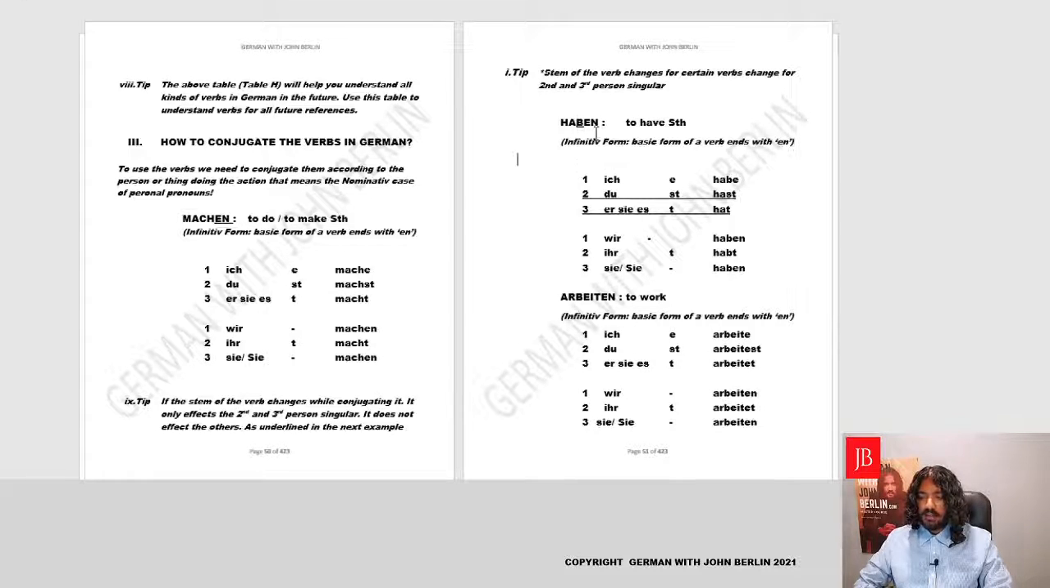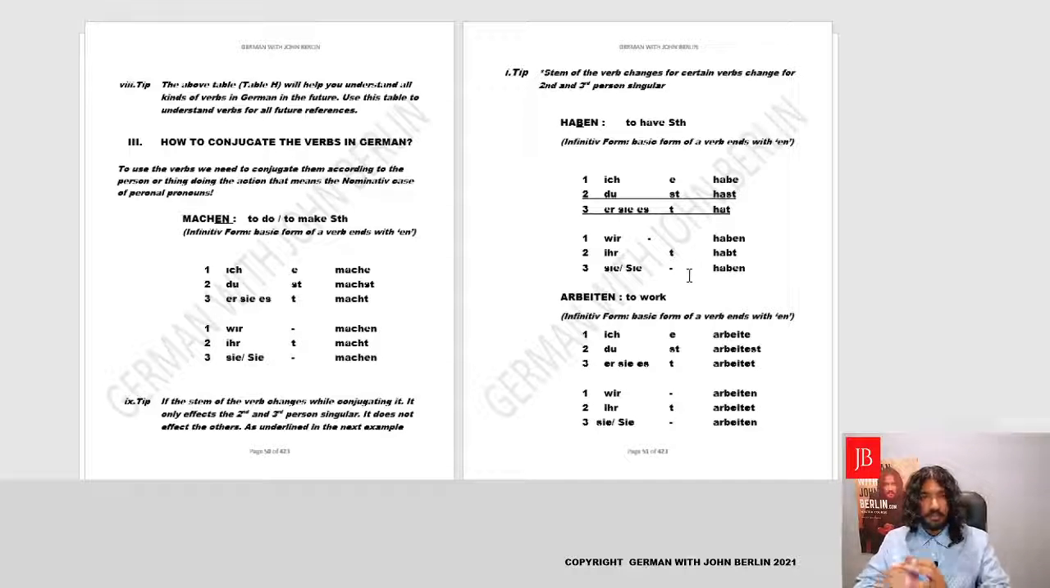Sometimes certain verbs, their stem changes. Yes, this is what you call the stem before the en. It changes. I omitted the b. And if that happens, it'll only be applicable to the second and third person singular. Yes, this is only where the b is missing. That means du hast, er, sie, es hat. Then after that, we'll get back to the basics and it'll be wir haben, repeating the infinitive form. Ihr habt, we again bring back the b. Yes, remove the en, add the t. Habt, sie, Sie haben. Perfect.